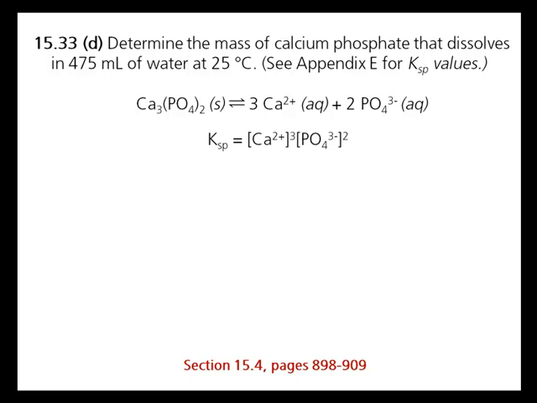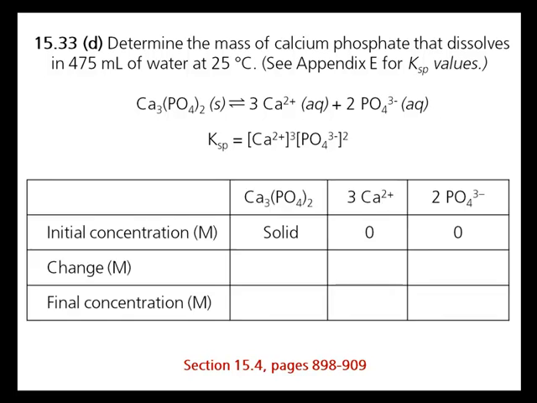The Ksp value for this, like any other equilibrium constant, is concentrations of products raised to their stoichiometric coefficients divided by those of the reactants, but in this case the reactant is a solid. So the Ksp value looks like what's presented here.